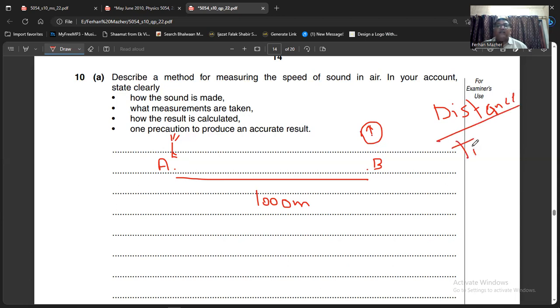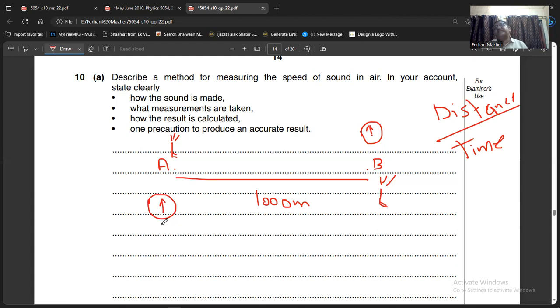And then what they can do is switch their roles. For example, now party B will use the flash gun and party A will use the stopwatch. They will fire the flash gun. When party A sees the flash, they will start the stopwatch. And when they hear the bang of the sound, they will stop the stopwatch. The distance between B and A, they divide by the time they get on the stopwatch.